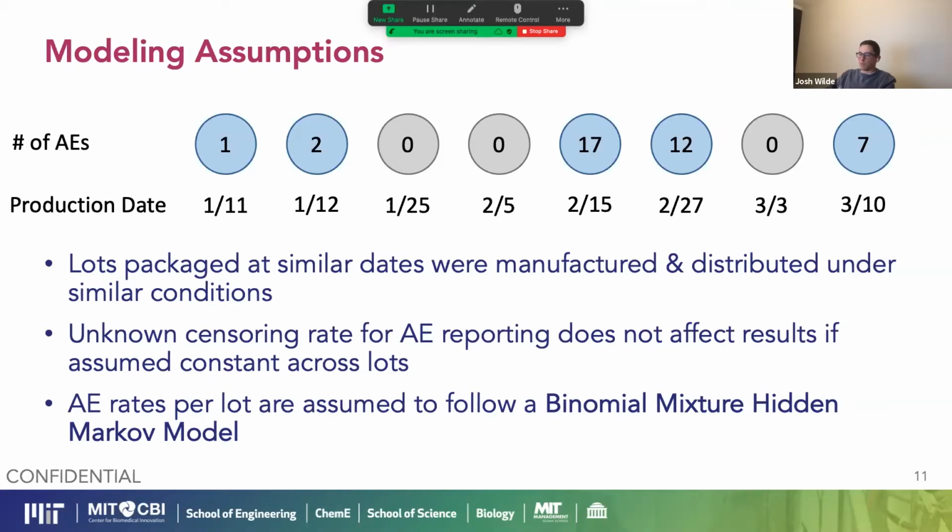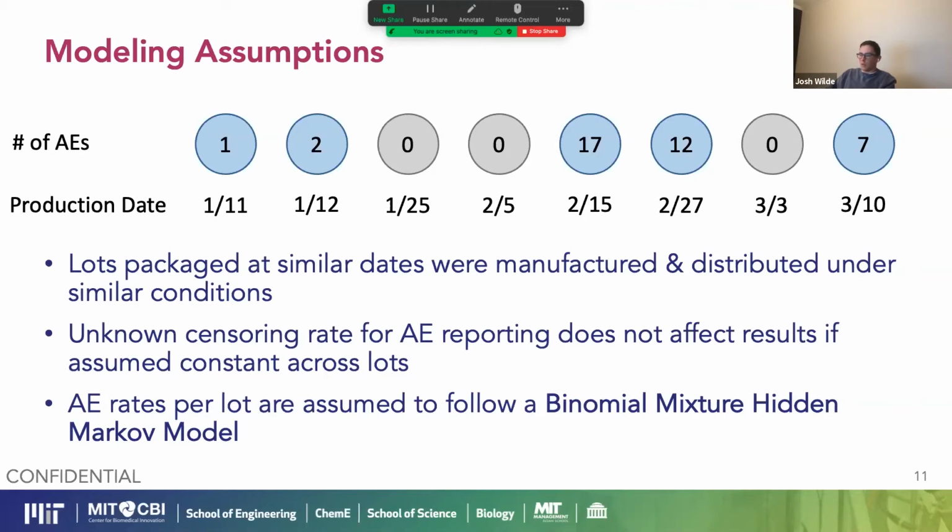So most of the adverse events that people experience don't get reported to the FDA. This is a problem if you're looking across drugs, because you could potentially argue that there's different censoring rates for different drugs. In our case, we make the, I think, reasonable assumption that there is a censoring rate, but the censoring rate is reasonably constant across all of the lots for one particular drug. And if you assume that it's constant across all of those lots, then it does not affect our analysis.